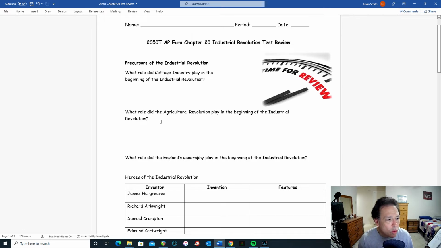So the next question is, what role did the agricultural revolution play in the beginning of the Industrial Revolution? It was kind of a cycle. Because food production skyrocketed with a lot less labor, two things happened. Number one, there was population growth because there was more food to eat. There was also a growing available labor supply from two things: population growth and also the freeing up of labor out in the rural areas where the farming was done.